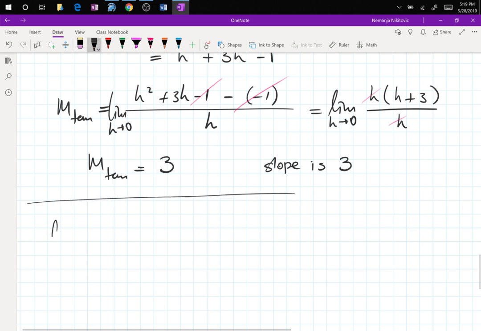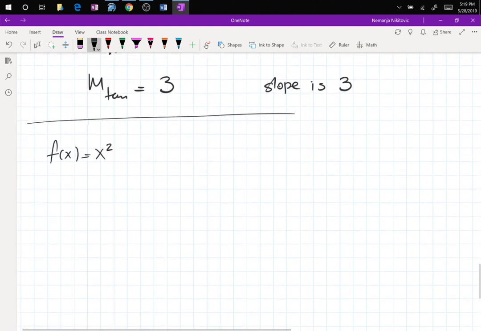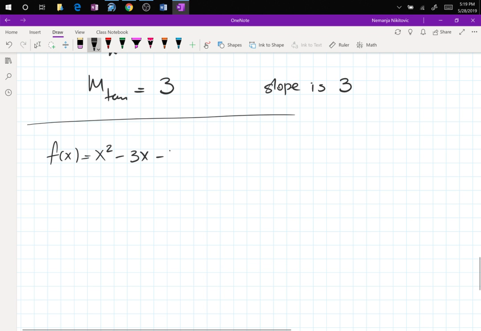f of x equals x squared minus 3x minus 1. I don't think I understood that. And let's say x equals, I don't know, 7, whatever. So go through the whole procedure again for x equals 7. So now your a is 7, right? Plug into the limit formula and get the slope.